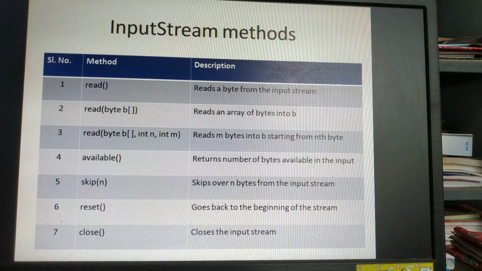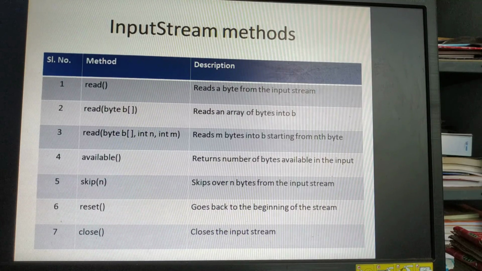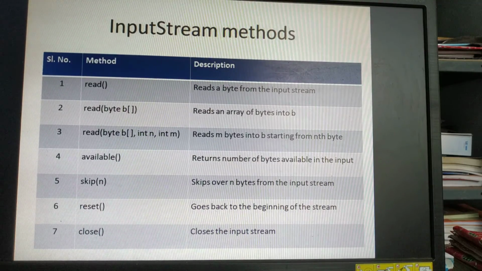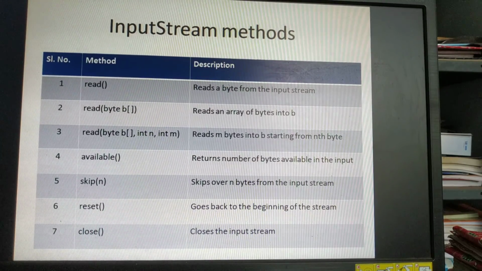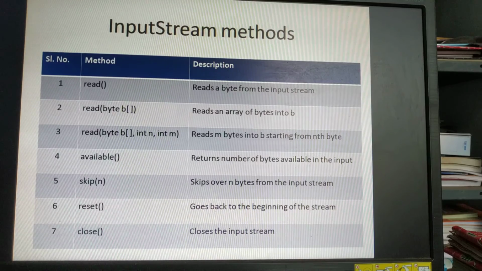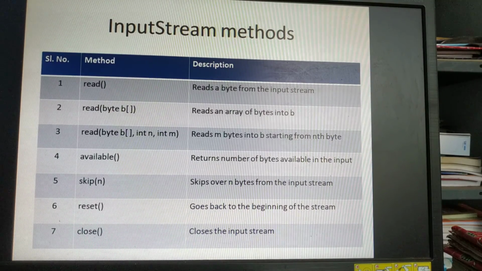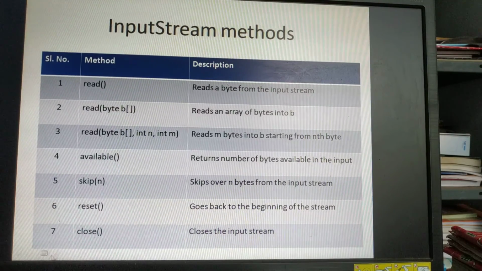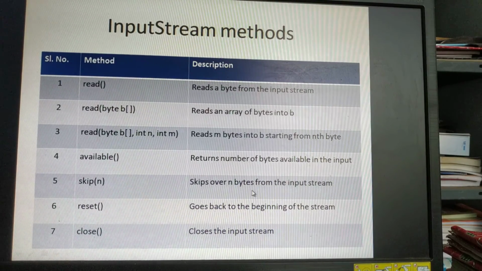These are the input stream methods. The first method is read, which reads a byte from the input stream. Second one is read(B), which reads a number of bytes or an array of bytes into B. The third one is read again: read m bytes into B starting from nth byte. And fourth one is available, which returns the number of bytes available in the input.